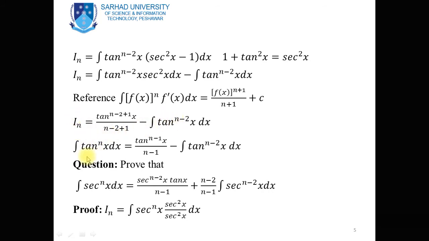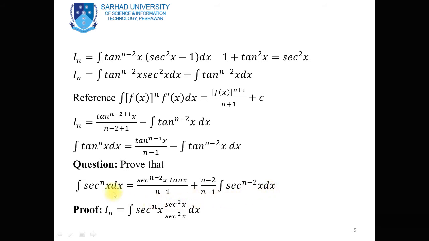So In is equal to the integration of tangent^n x with respect to x, and this integration is equal to tangent^(n-1) x divided by (n-1) minus the integration of tangent^(n-2) x with respect to x. Now another proof: the integration of secant^n x with respect to x is equal to secant^(n-2) x tangent x divided by (n-1) plus (n-2) divided by (n-1) into the integration of secant^(n-2) x with respect to x.